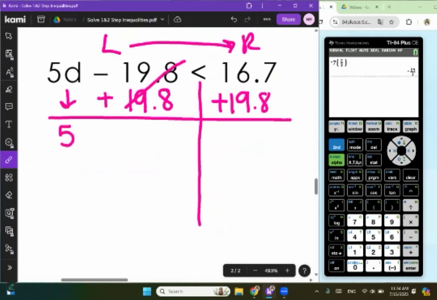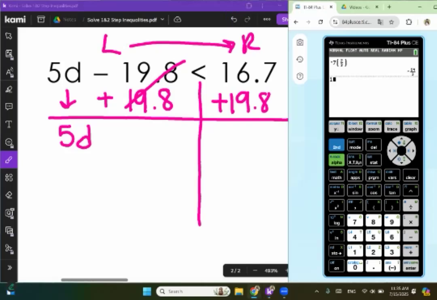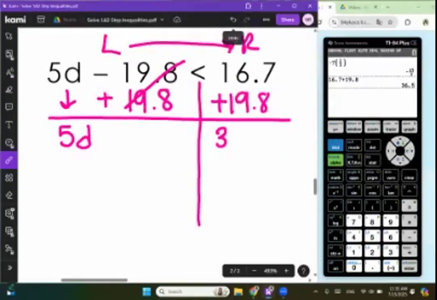Bring down 5D. Now 16.7 plus, oh Lord, 19.8. I cannot do that quickly in my head. We get 36.5.